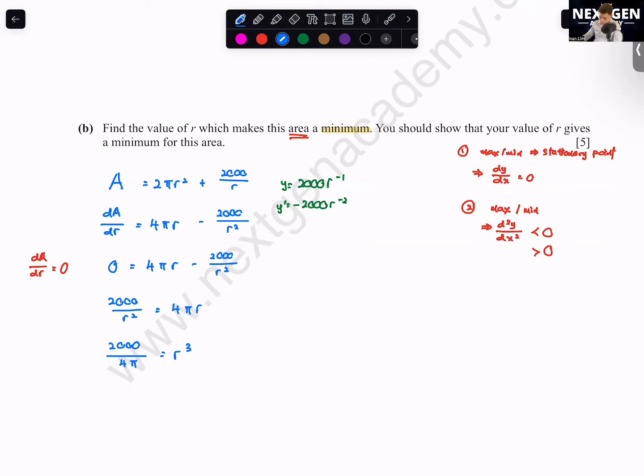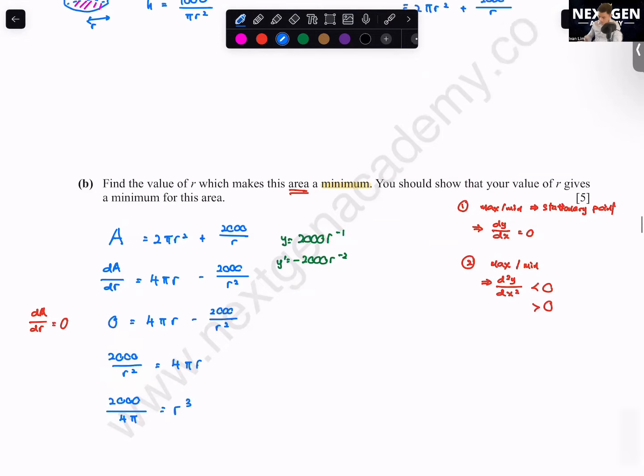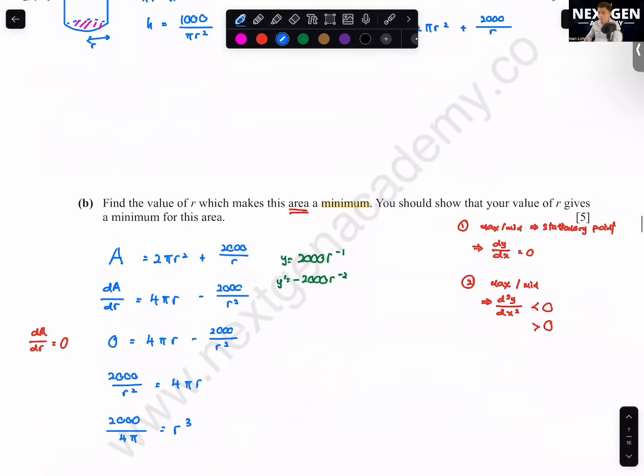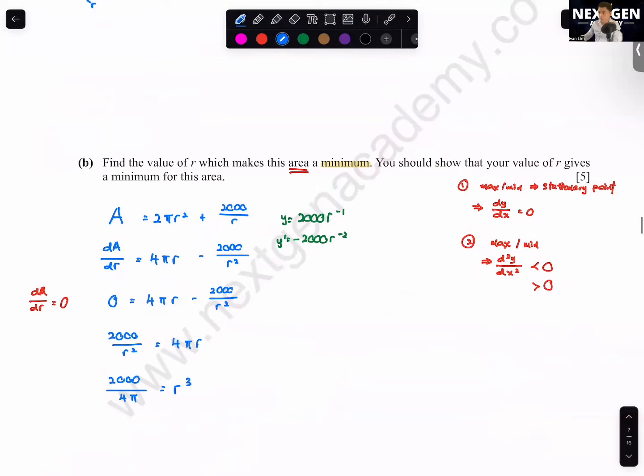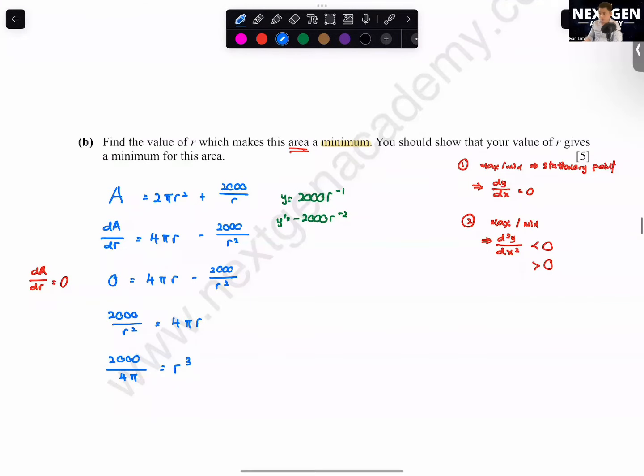Not 4000 over r squared. Where do you get 4000? 2000 or 4000? Okay, double check your value.